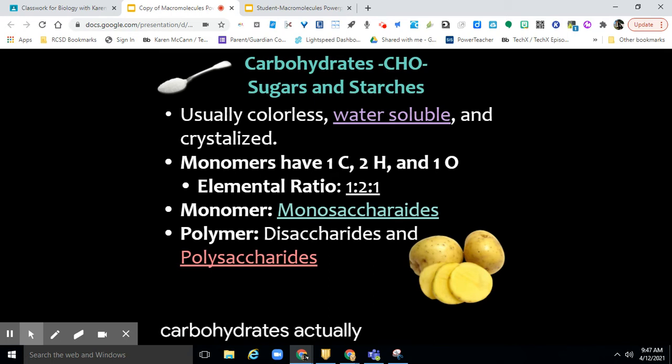Carbohydrates are actually usually colorless. They're usually crystals. Think of sugar. And they're usually water soluble. Water soluble simply means that they dissolve in water. Think of sugar, for example.